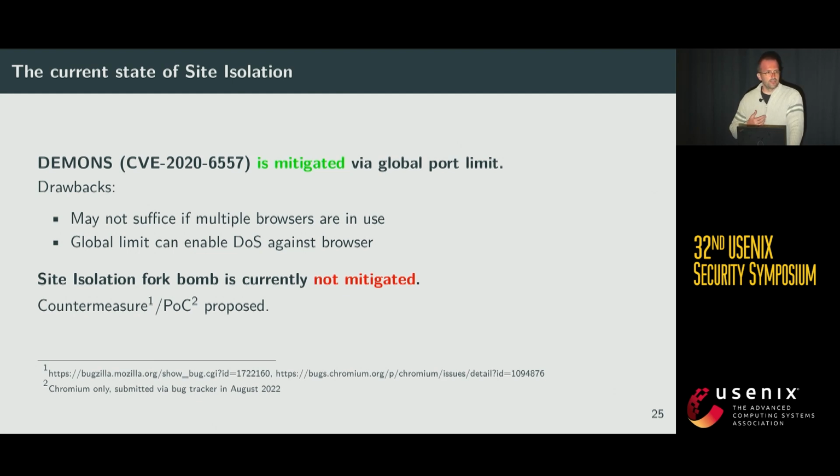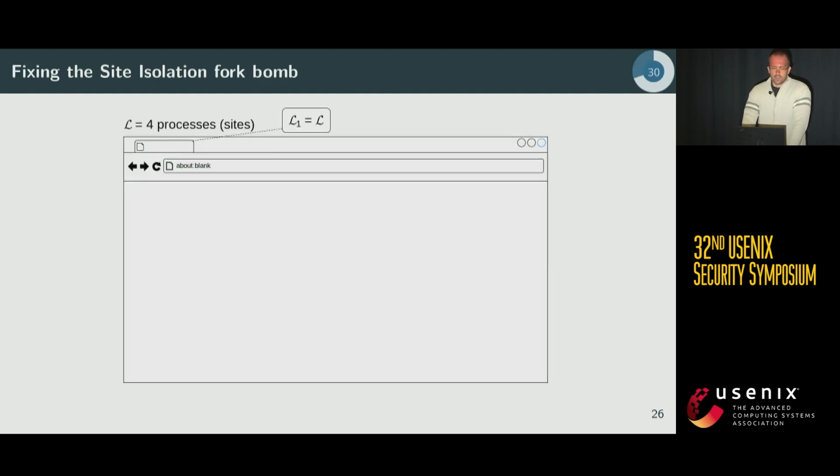And now I will give a brief overview of how a production-ready implementation of our proof of concept could work. Our idea here is to limit the number of processes or sites that can be created per tab. We define a limit L, a predefined fixed value. In this case, I will use the value 4 for the example. And when a tab is opened, this tab will get a tab-local limit L1 that is initialized with that value of L equals 4.